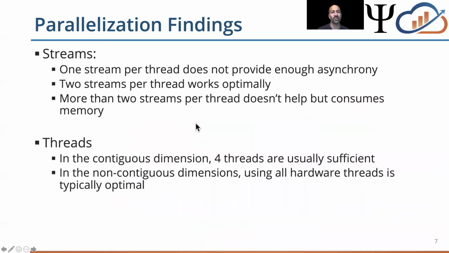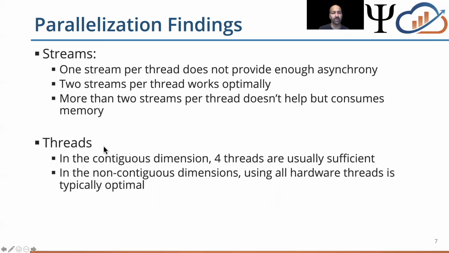So what we found is that 1 stream per thread doesn't provide enough asynchrony, but 2 streams per thread works optimally. And when we add more streams, it doesn't actually help the performance at all. So what this means is I can copy data from the non-contiguous buffer to a contiguous buffer, and then pass the rest off to the GPU. And then at the same time, copy another thing either to or from the GPU, back to the non-contiguous buffer or to the non-contiguous buffer.